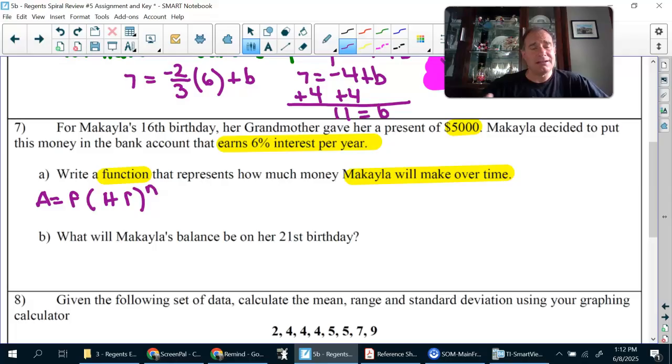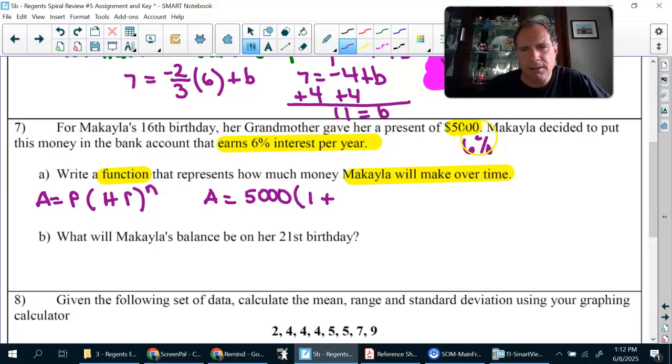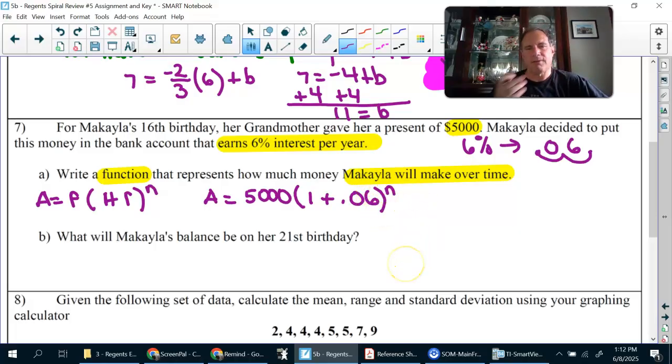It's going to increase in value. So we're going to put A equals the principal, which is 5,000. That's how much Michaela started with. 1 plus, and then we're going to take 6% and make it a decimal. If you move that decimal 2 places, it's 0.06. And then N. So that's it. So now what will Michaela's balance be on her 21st birthday?